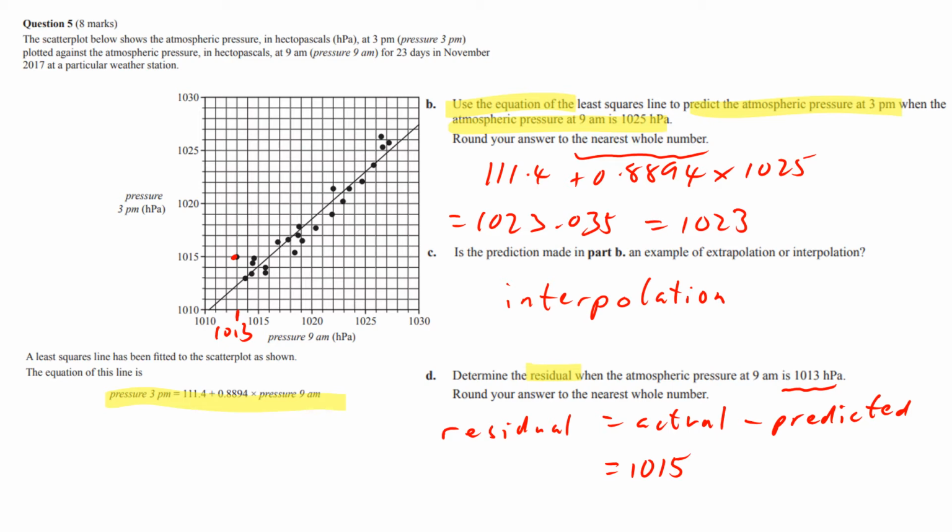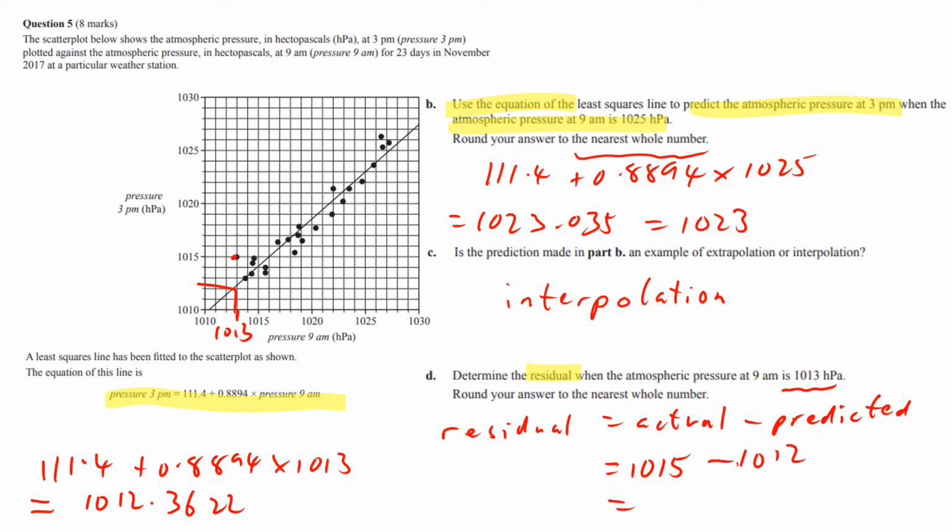Again, we've got to stick all those values into the calculator. So it's 111.4 plus 0.8894, but this time times 1013. And you're expecting a value about 1012 when you do that, because you can read the graph. You go up and across, that sort of thing. And if you get that, you get 1012.3622. And so we're going to subtract 1012. And then what do you get? The answer of 3. And 40% of people got that right.